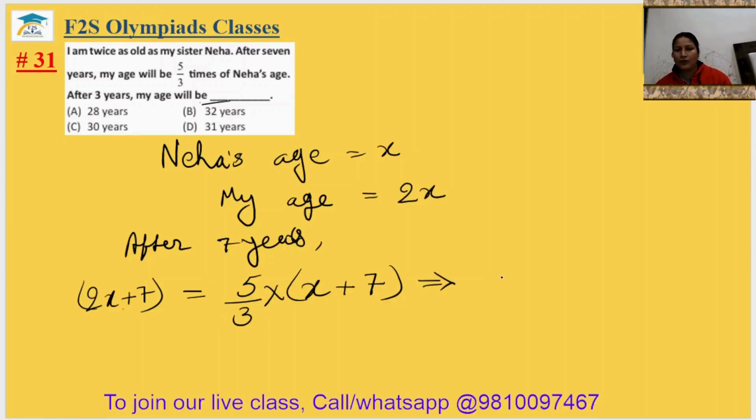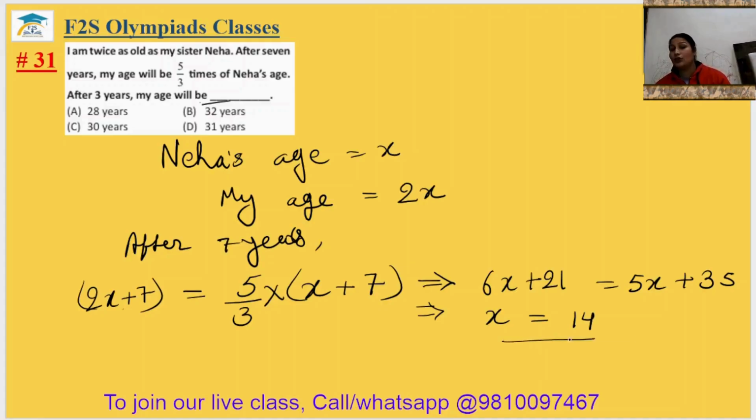Okay. So now simplify it. 3 times (2x plus 7) gives 6x plus 21, equal to 5x plus 35. So 6x minus 5x is x. 35 minus 21 will be 14. So Neha's age is 14 right now. Look, so my age will be 14 twos are 28 years right now. But the question is asking after 3 years. So that will be 28 plus 3, 31. It is in option number D. So the 31st answer is option D.